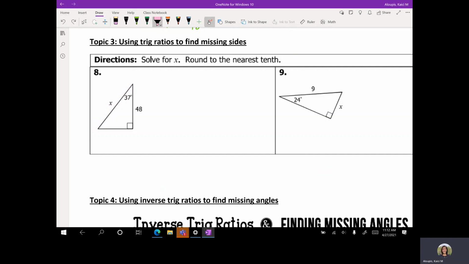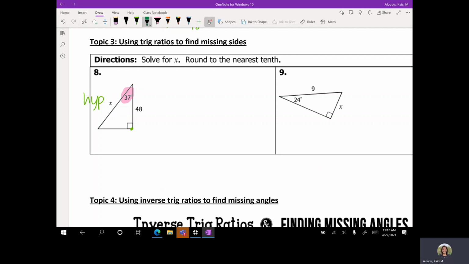We don't know the value of this side, but we're going to use our trig ratio to figure that out. So to find out what trig ratio we have, let's identify what information we have. We have this angle, 37 degrees. Well, this side, x, that is our hypotenuse. Why is it the hypotenuse? Because it's the side opposite of our right angle. There's my right angle. Opposite of the right angle is the hypotenuse. So x is the hypotenuse.